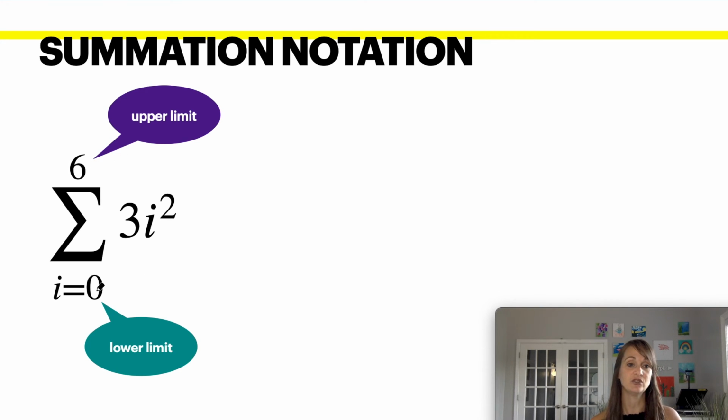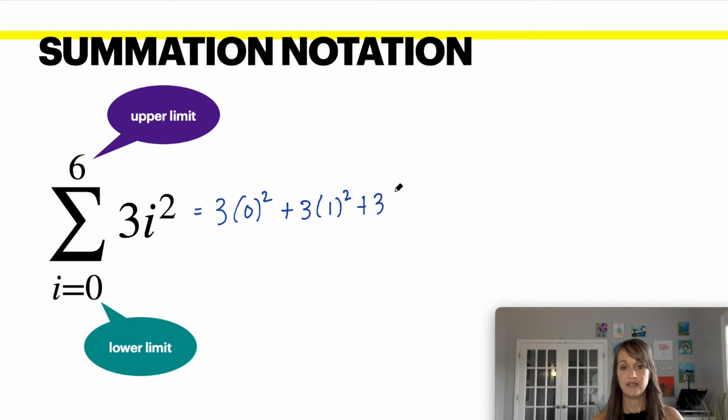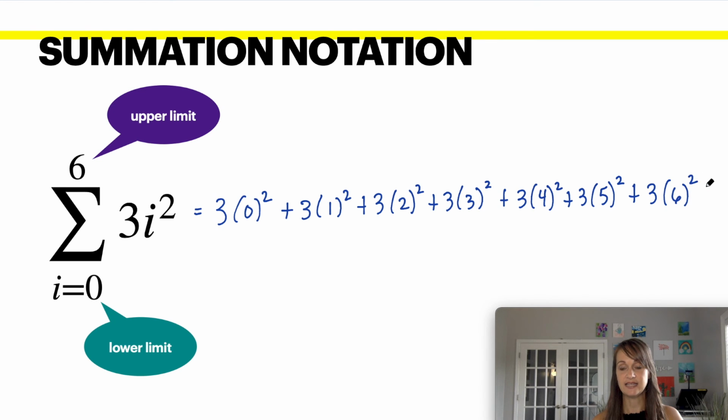So in this case, you're going to start with 0. So I'm actually going to plug in 0 into my variable. And then I'm going to plug in 1 into my variable. And then I'll plug in 2 into my variable. I'll plug in 3 into my variable. 4 into my variable. 5 into my variable. And 6 into my variable. And that's where I stop because I've reached my upper limit. And now you actually add all these together.